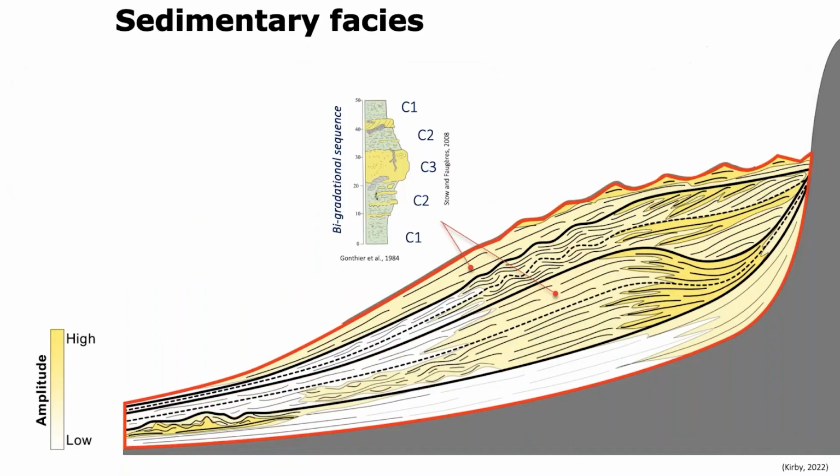In terms of the sedimentary phases, we assume a model for contourites that is mainly working in fine-grained contourites. This is what we call the bigradational sequence, which was initially defined by Gonthier et al. in 1984 in the Gulf of Cadiz, off Portugal, and then refined and changed a bit by Joachim and Jean-Claude Faugères in 2008.